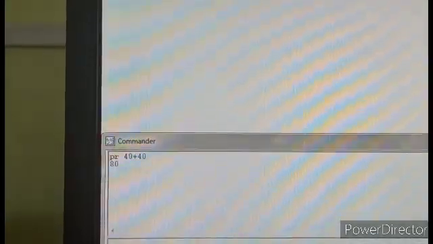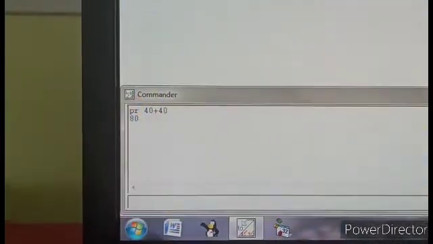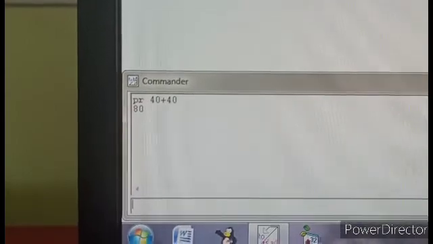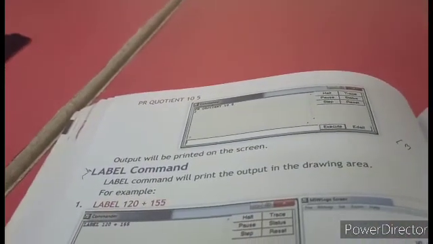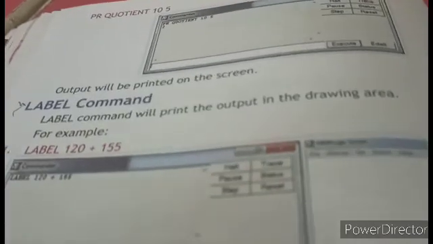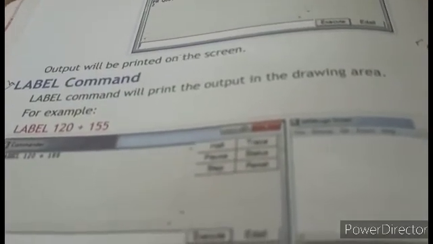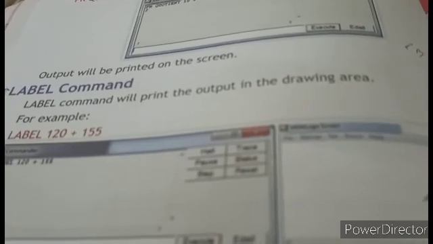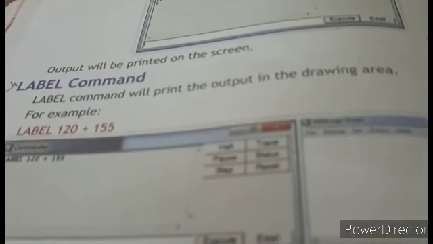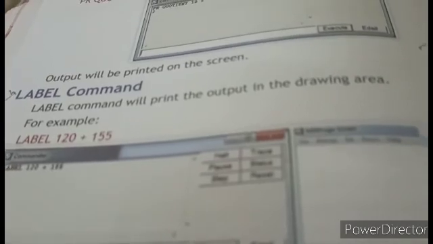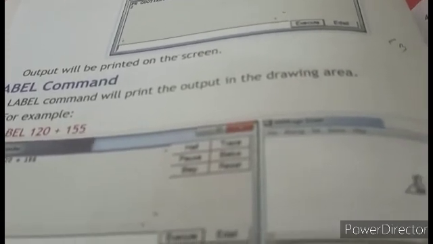Understood? So till now, in our previous classes, all the calculation results have come to the recall list box. We cannot bring them to the main window or the drawing area. But here is the difference between label and other commands. Basically, the label command will print the output in the drawing area. The sentence is given in your book, in a very easy manner, so you can understand the function of the label command. Again, label command will print the output in the drawing area.